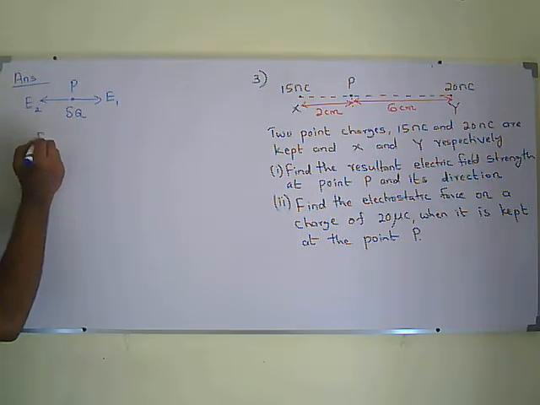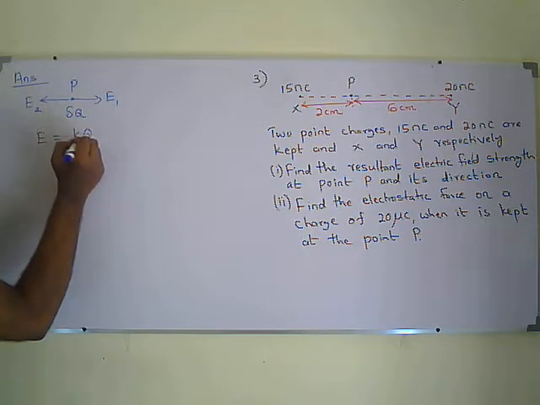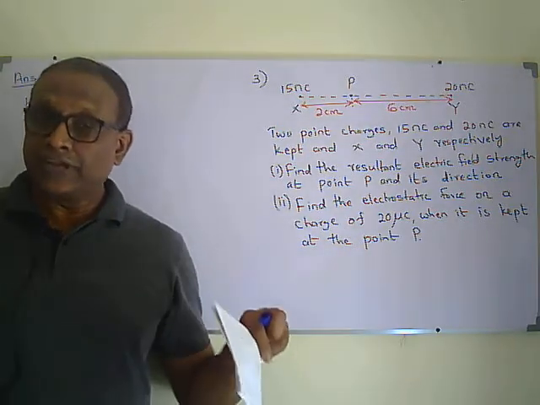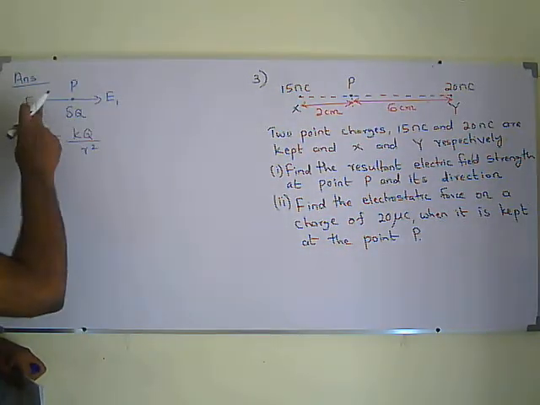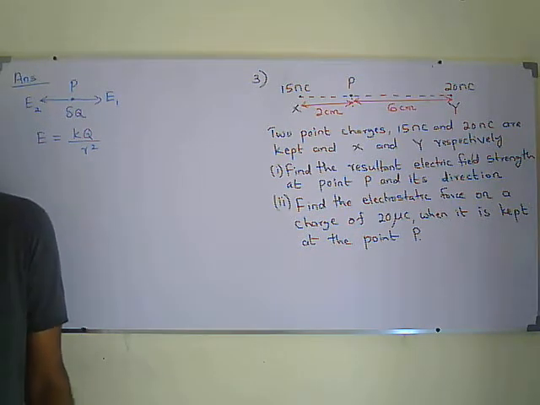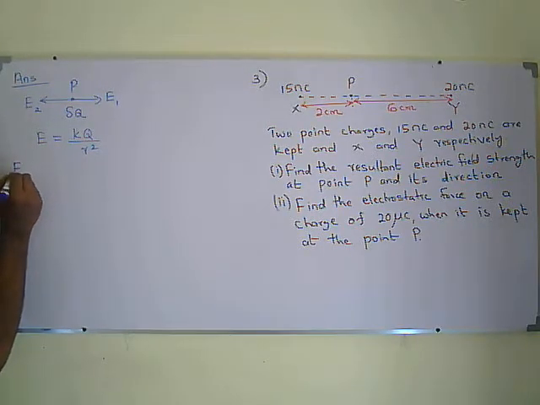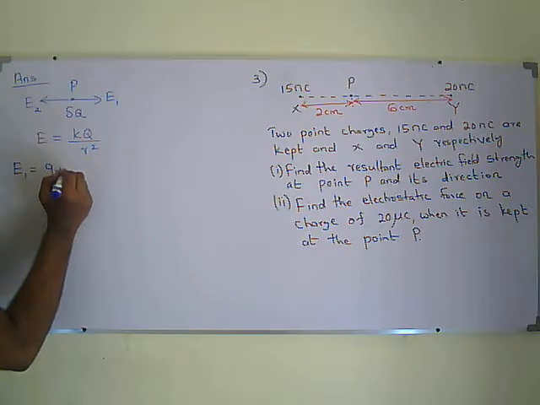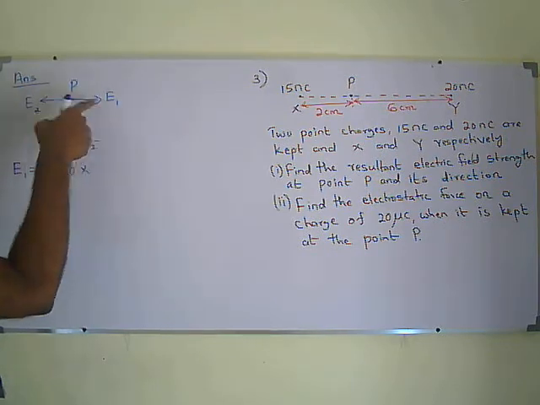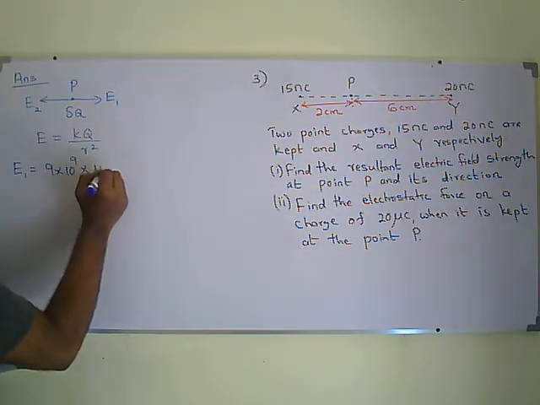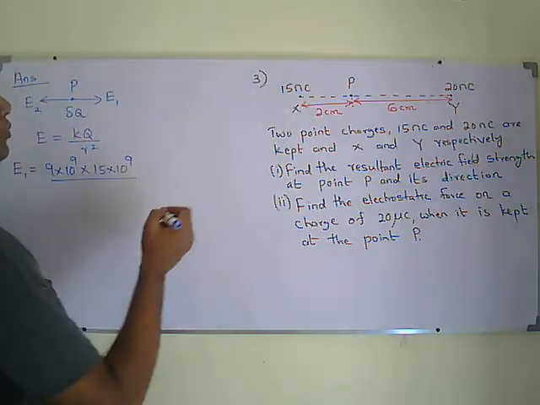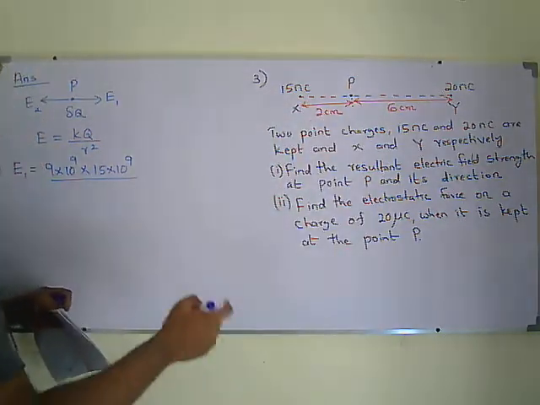By using the general equation E equal kQ/r squared, I am going to find E1 and E2. And we know that it's a vector quantity. So if we have two different vectors on the same line in opposite direction, we know how to find the resultant vector. That's all we are going to do, right? So I'll find E1 first. E1 equal k, 9 × 10^9, Q is actually for E1, 15 × 10^-9 divided by r squared, that is 0.02, because 2 centimeter convert to meter, divided by 100.